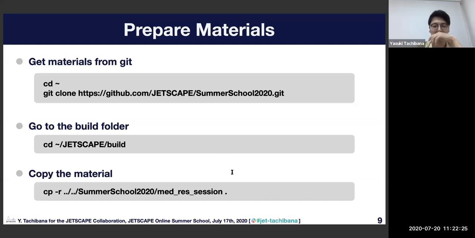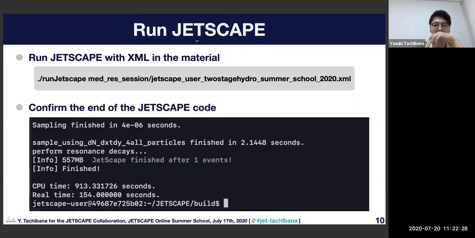Okay, so I'm moving on to the next step. Finally, we can run JETSCAPE with this two-stage hydro option. The XML file is already in the directory of the medium response session. Please run JETSCAPE with the XML specified here. After you confirm the end of the JETSCAPE run, please say yes on Zoom. Could you do this? It includes a hydro calculation, so it can take a while.